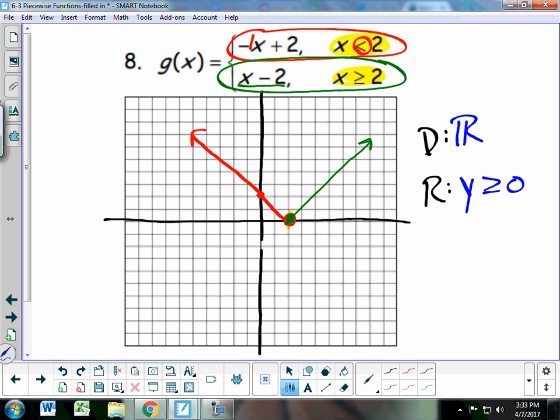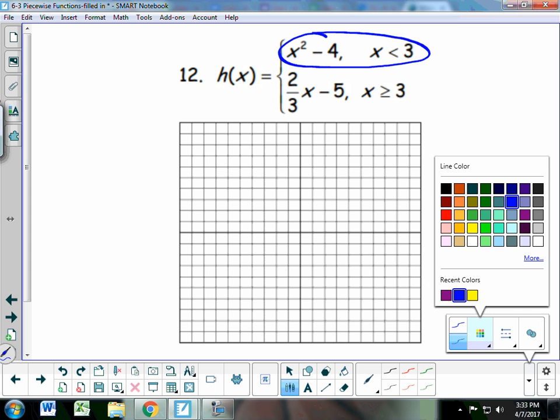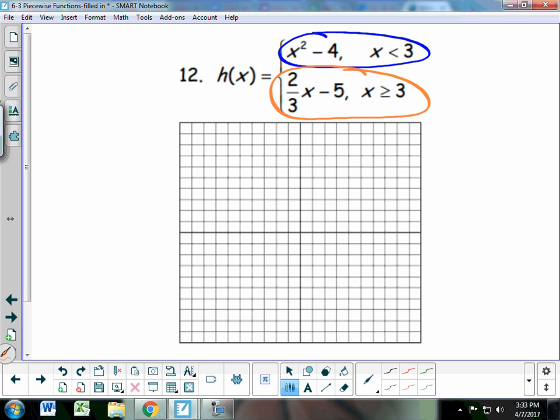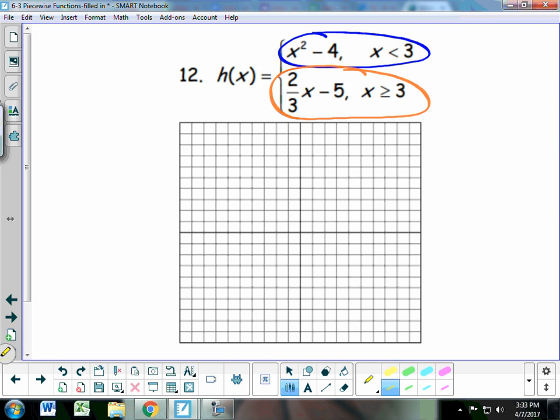But anyways, there's a domain and range. So, alright, let's look at another one. Okay. So here's a little more complex one. Let's go different colors this time. Let's go blue for this top guy. And how about orange for the bottom one. Okay. Something special is happening at x equals 3. So 1, 2, 3 over. I'm going to make that faint vertical line at 3.